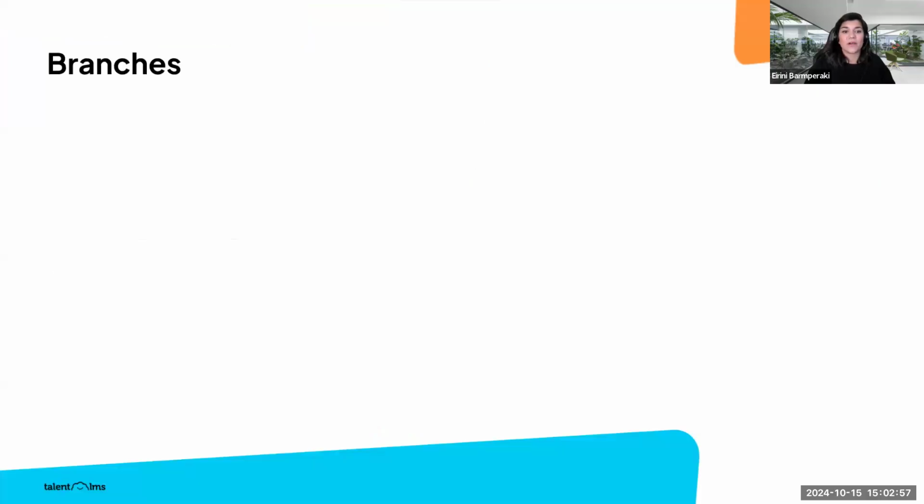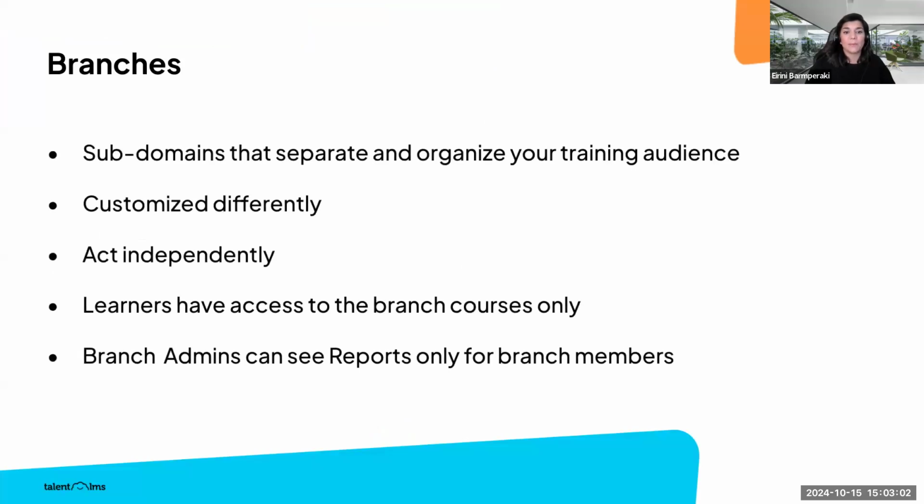First of all, we're going to start with the branches. And what are the branches? We're talking about subdomains that you can create in your main domain that help you separate and organize your training audience that share the same criteria. It can be customized differently, they act independently, and the learners will have access only to the content available in the branch. And of course, if you set up people responsible for this branch, the branch admins, they can see reports only for the branch members. So if you serve multi-purpose training in TalentLMS, this feature helps you train literally everyone.